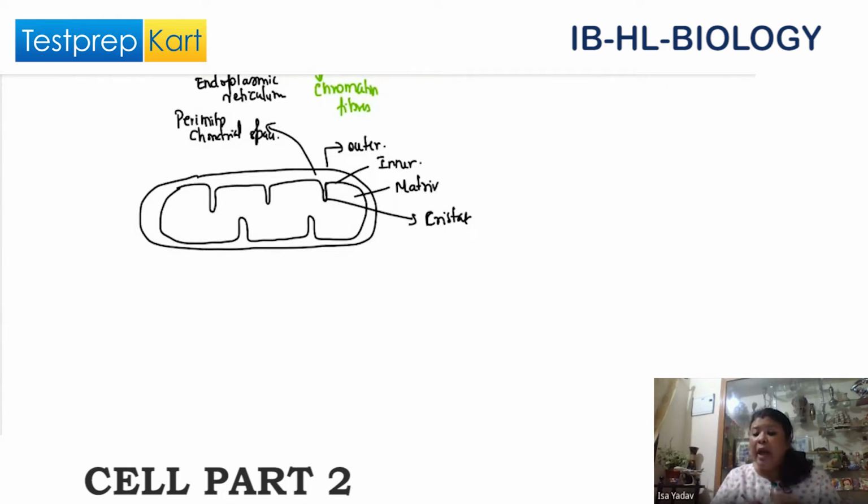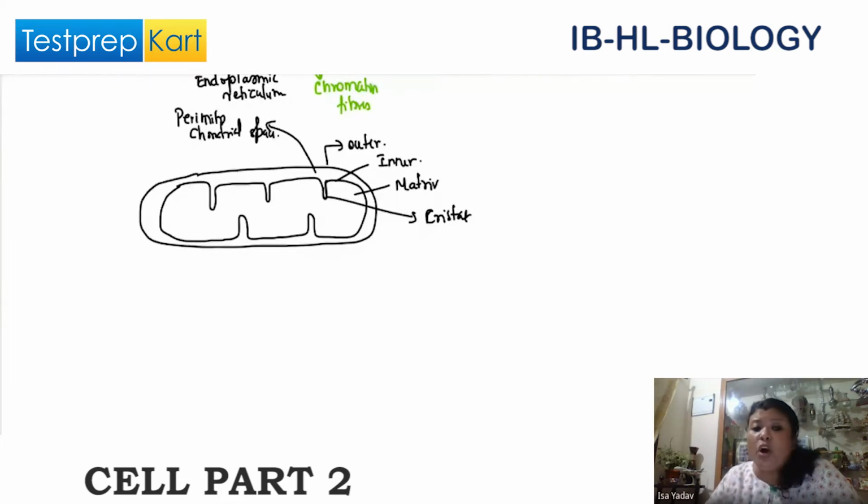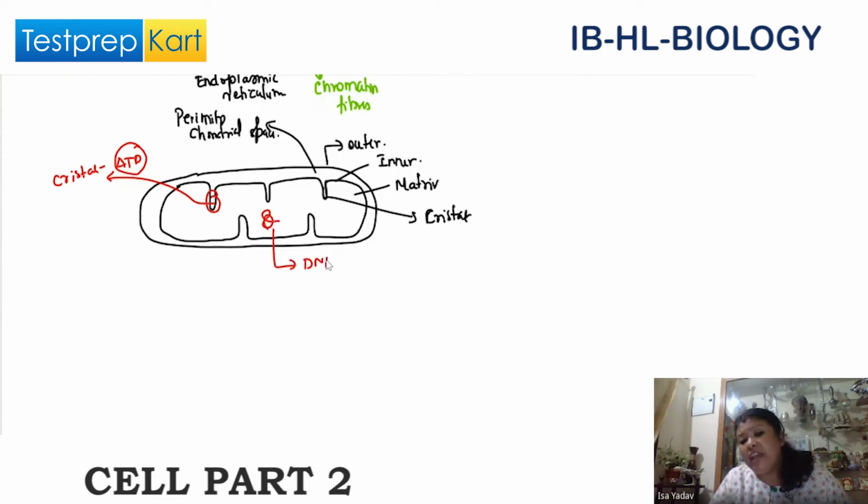This cristae is very important because whatever ATP generation takes place happens in this area only, that is in the cristae. ATP generation will take place in the cristae inside the mitochondria, very, very important. Mitochondria have their own DNA and their own RNA.